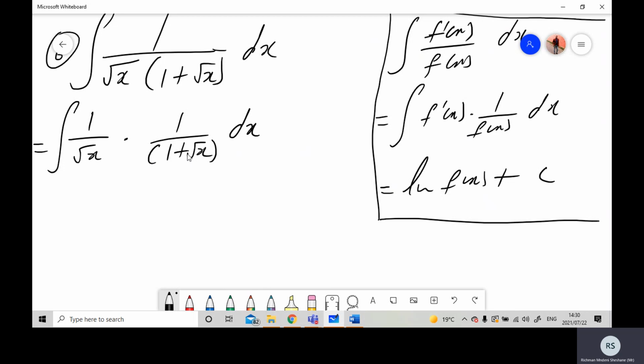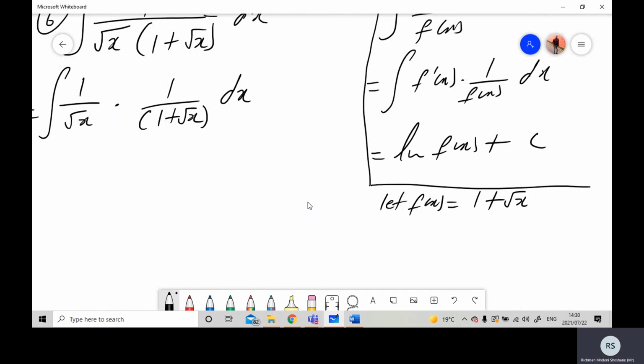If I have here, I may treat this as f of x. I might have the derivative of this outside here. So let f of x equal 1 plus square root of x. And the derivative of f of x, I want to check if I have a derivative f prime. I want to integrate something in the form f prime times 1 over f of x. I just took this function as f of x here, in this form.